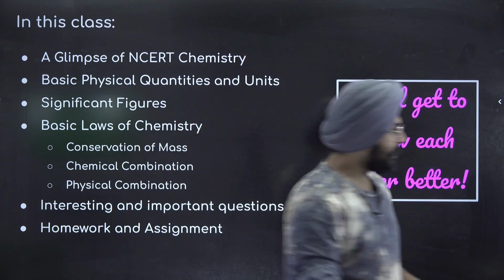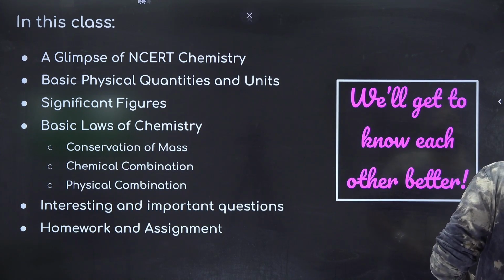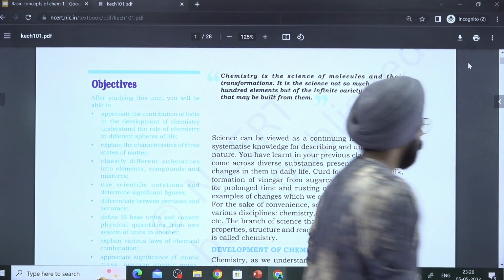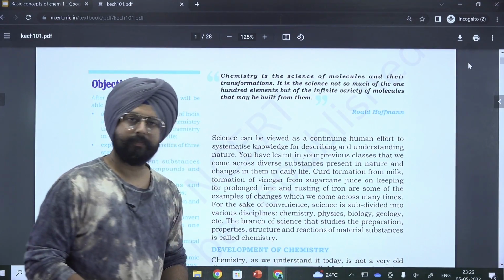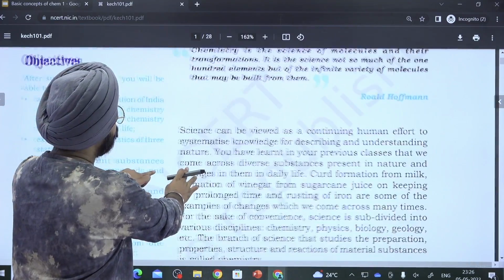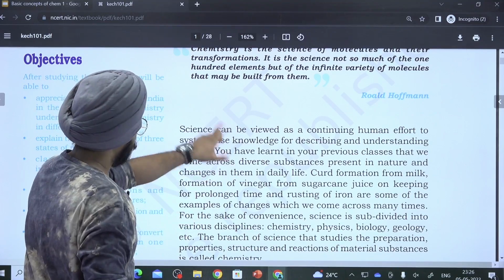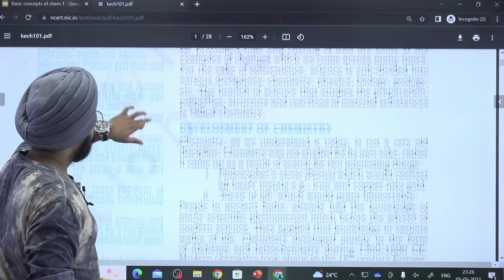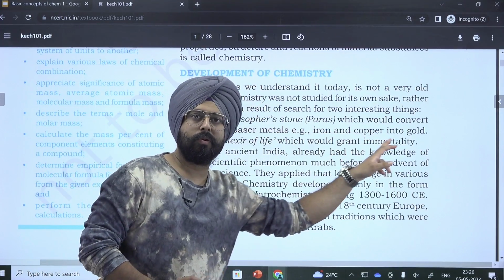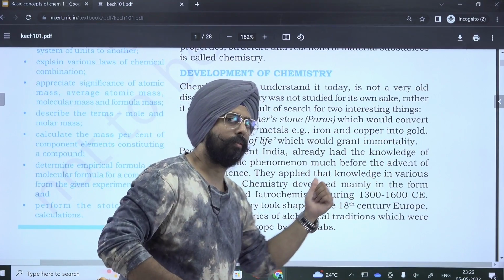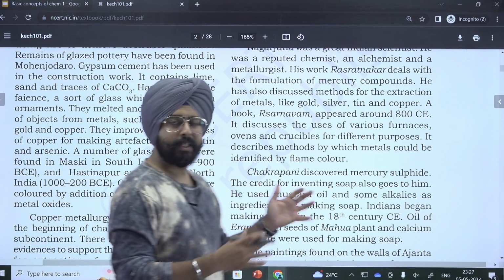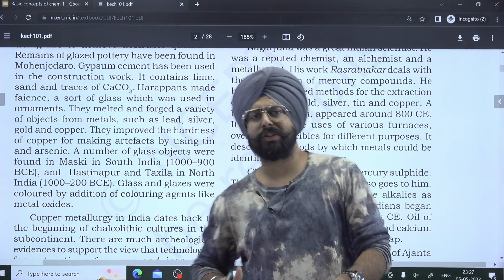So first of all, as I told you, let's look at the NCERT. I have opened it up for you already. So let's look at the NCERT. The way it's written is very interesting, okay? They've talked a little bit about science. They've talked a little bit about development of chemistry, the philosopher's stone. If you've read Harry Potter, you know what they're talking about. And the introduction of this chapter, the way it's written in the NCERT, is very interesting to read.